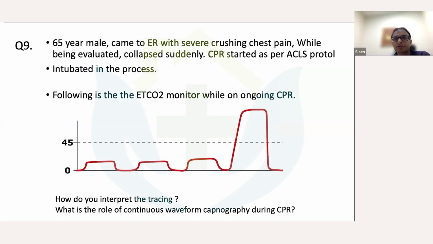A 65-year-old male came to the ER with severe crushing chest pain. While being evaluated, he collapsed suddenly. CPR was started as per ACLS protocol. Intubated while on the ETCO2 monitor. So this is the ETCO2 monitoring during ongoing CPR. How will you interpret this tracing? What is the role of continuous waveform capnography in CPR?